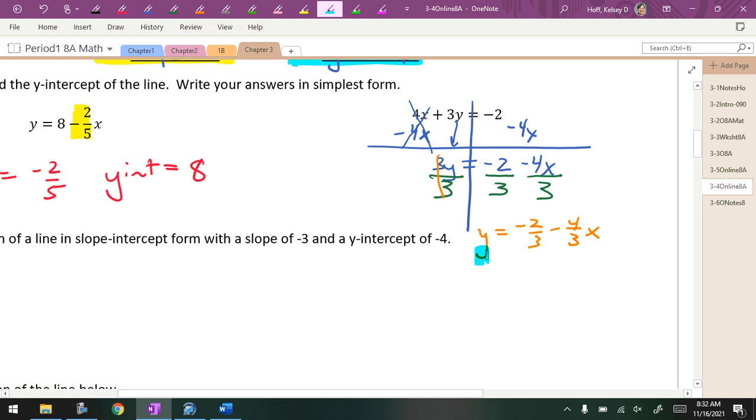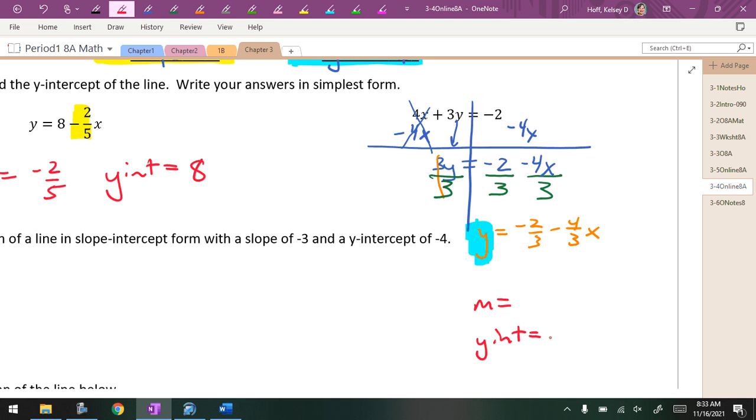Remember, the whole goal of this was for us to get y by itself. Y is by itself now, right? So what's my slope and what's my y-intercept? Somebody raise your hand and tell me either one. I'll give you some clues. Your slope is the number that is multiplied in front of x. Your y-intercept is the number that doesn't have a letter with it. Thoughts?